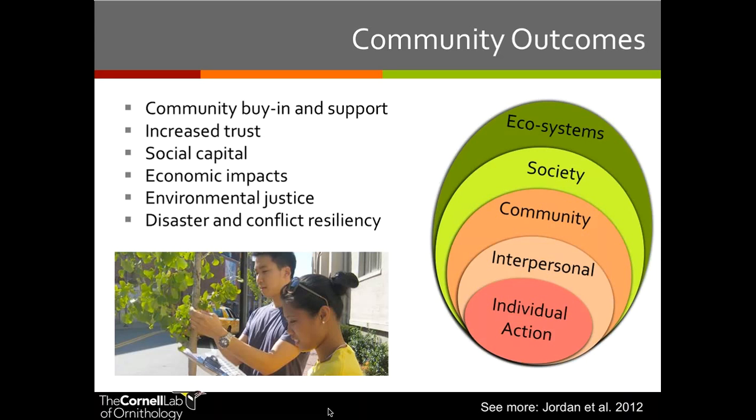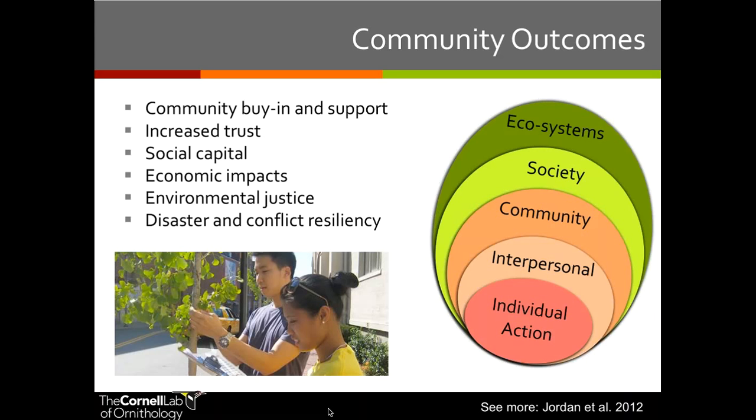The area is ripe for really starting to look at what are those community outcomes, like social capital, economic impacts, environmental justice, resiliency, that citizen science can influence on scales of the individual all the way on up to society and ecosystems. So the complexity in looking at something like this is great, which is why it's probably the hardest nut to crack. But there are a lot of people that are interested in this.